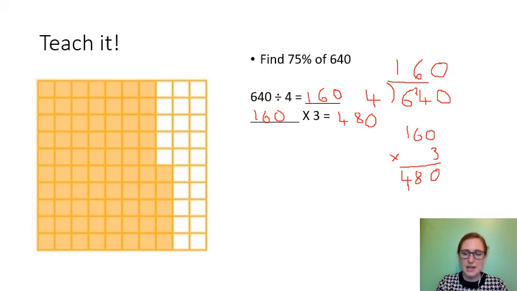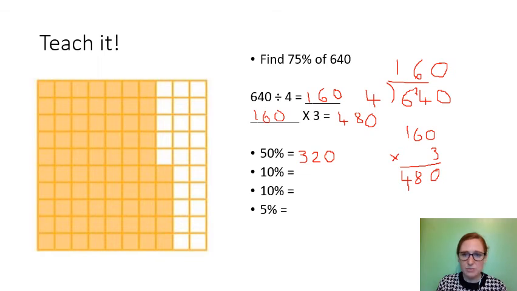Or we could use today's method. It works just the same for 75%, even though there is a different way of working it out. We could split 75% into 50%, 10%, 10%, and 5%. We could still find 50% by halving 640. Half of 640 is 320. We can still find 10% by dividing 640 by 10, giving us 64, and we'll need 2 of those. And we can still find 5% by halving the 10%, which is 32. Once we've got all of those, we can still add them up in exactly the same way.